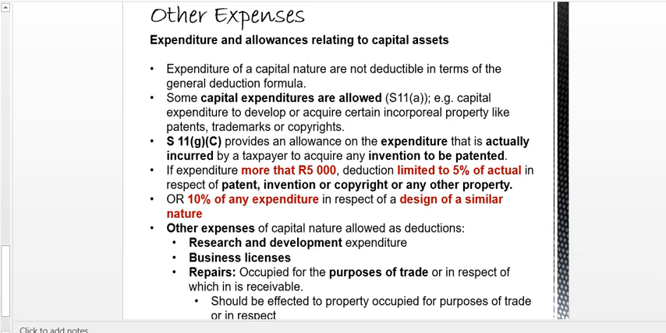Other expenditures of a capital nature, which are specific deductions or allowed deductions, are research and development expenditure, business licenses, and repairs, occupied for the purpose of trade or in respect of which it is received. So it should be affected to property occupied for purposes of trade or in respect. Again, as when we did repairs previously, it should be for the actual carrying on of trade in the production of income.